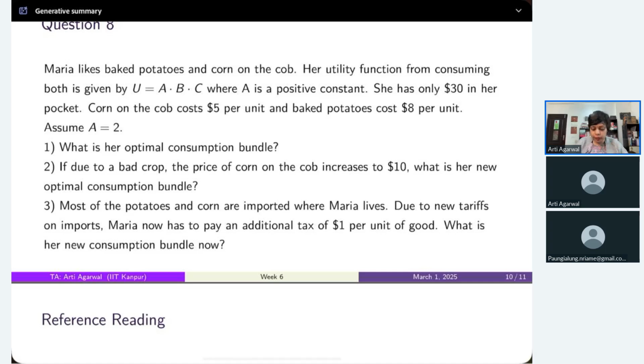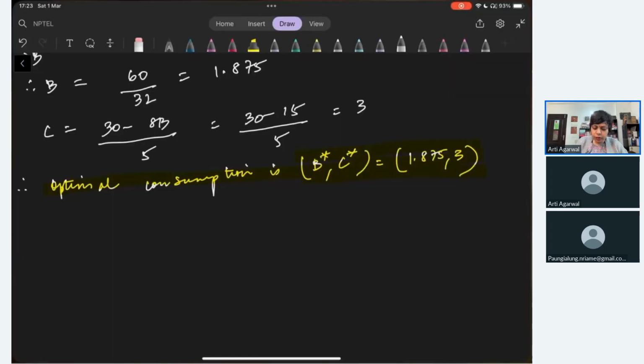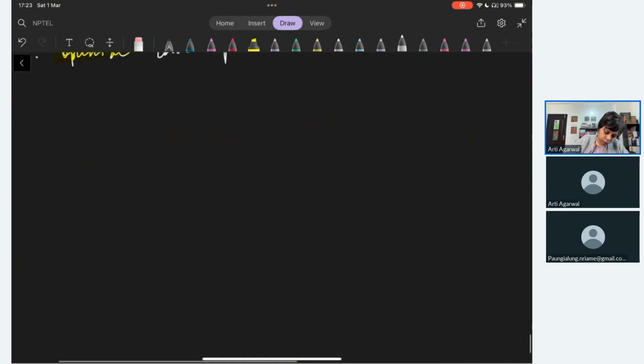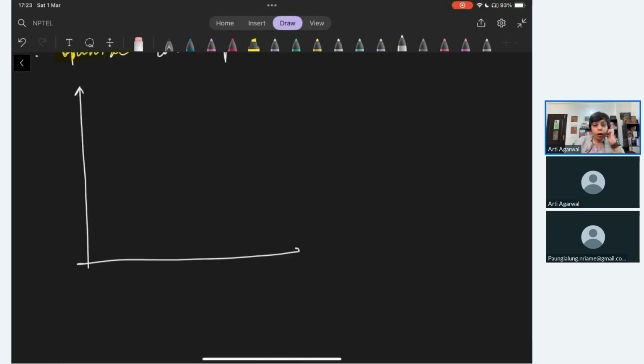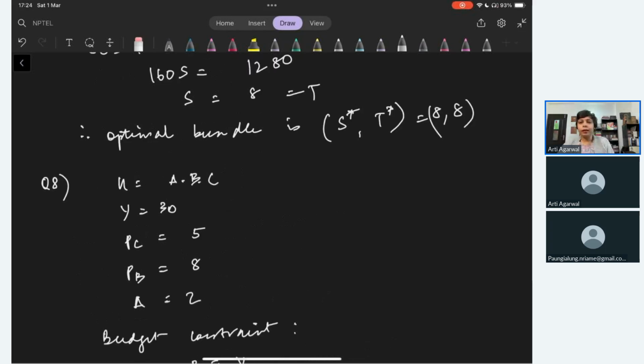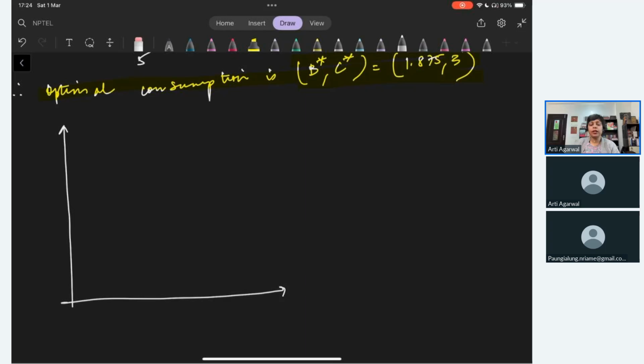So let me also draw the diagram for this, just so we know what we are doing. And I'll draw the diagram again after the changed pricing. The type of the function given is like u is equal to a into b, which is sort of like a hyperbola. The indifference curve is of the form xy equal to k, which is the curve for a hyperbola, right?